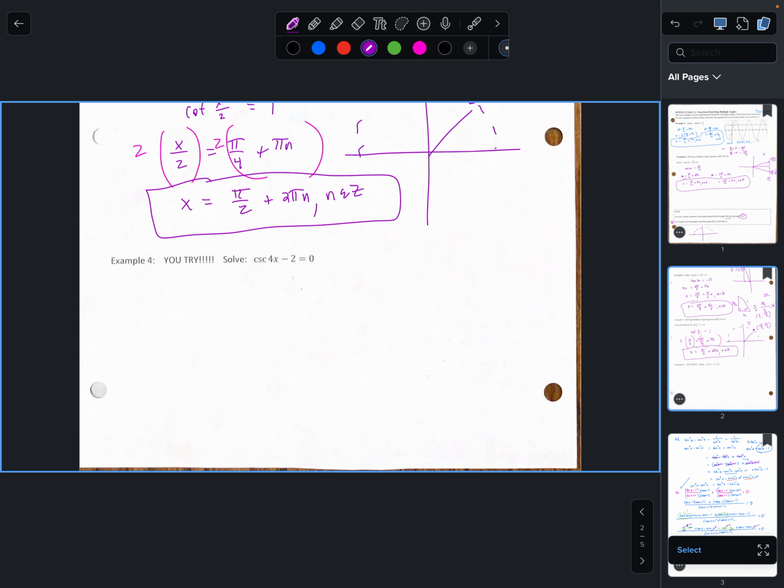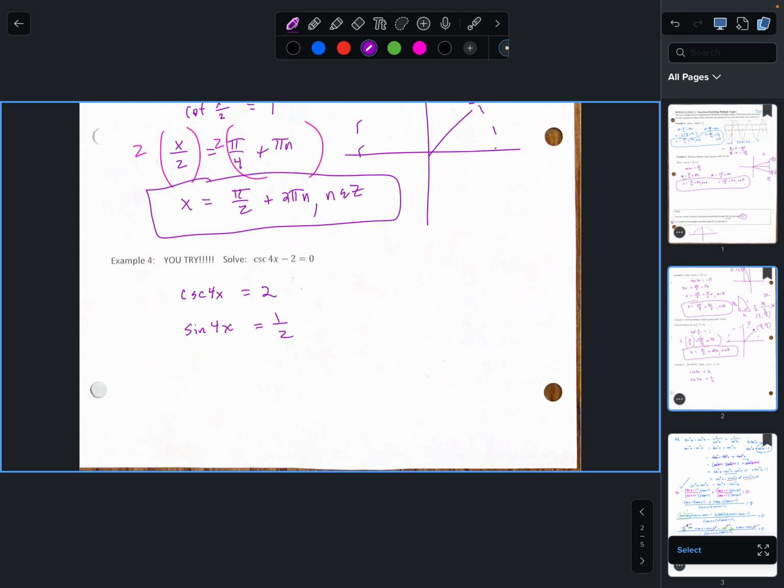Now, for cosecant, the reciprocal of cosecant is sine. So I'm going to get, if I make it sine of 4x, then it's where sine is 1/2, the reciprocal. And I think that's easier to solve. So cosecant, the reciprocal is sine, so I can make it sine and flip the fraction, and you're going to get the same answers.